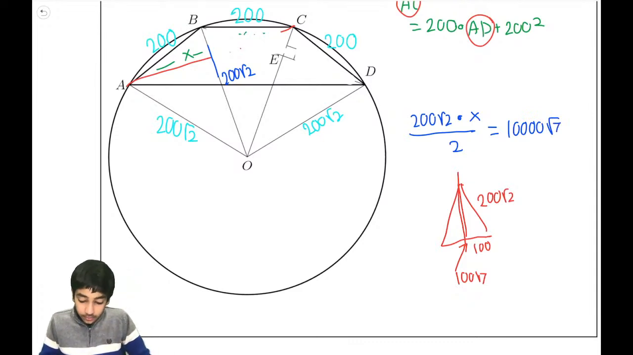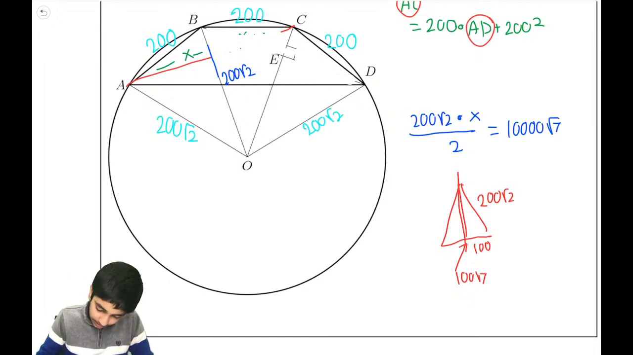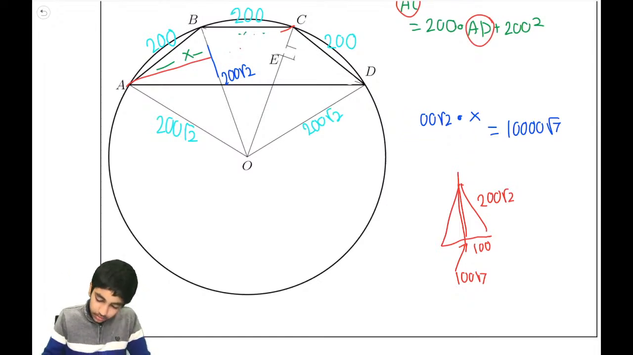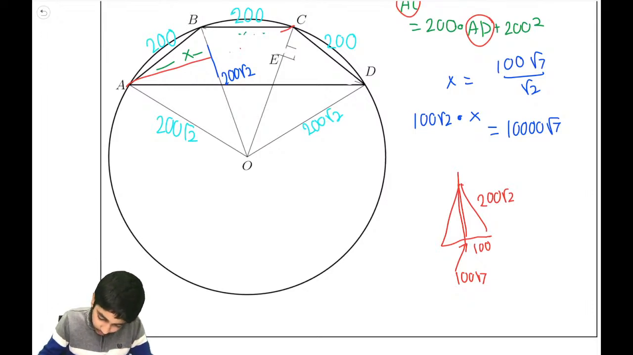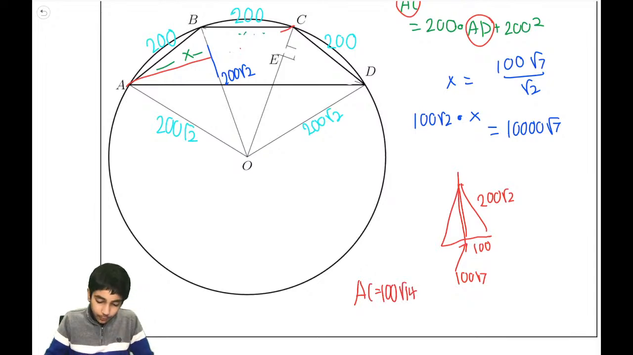And if the area of the triangle is 10,000 root 7, and it's 200 root 2 times x divided by 2, we can cancel the terms. We get 100 root 2 times x is 10,000 root 7, or x is 100 root 7 by root 2. So x is simply equal to 50 root 14. If x is 50 root 14, then AC is 100 root 14. And if AC is 100 root 14, now what can we do?